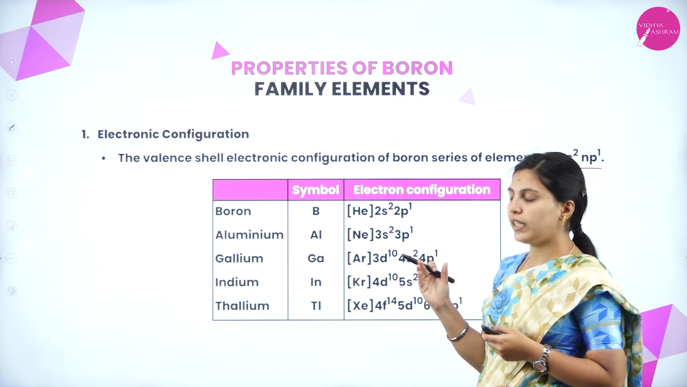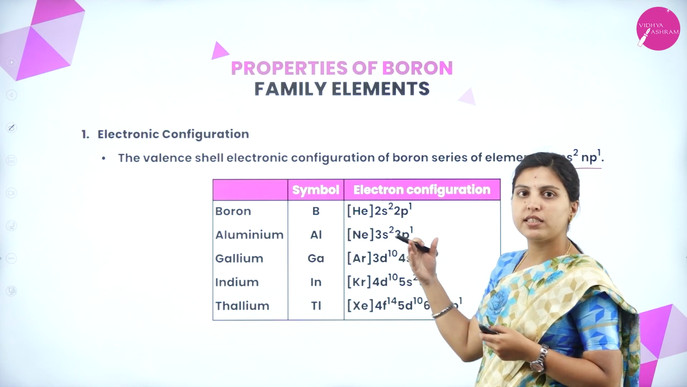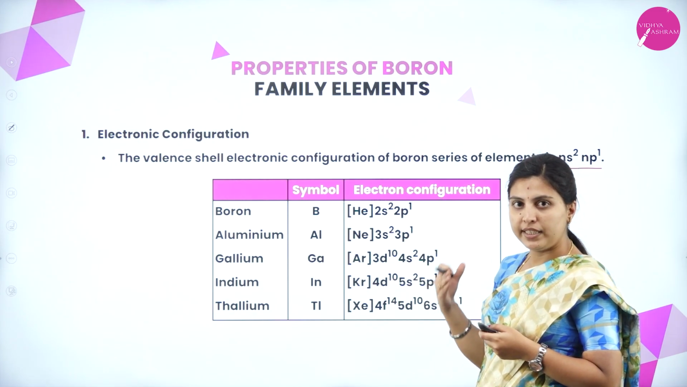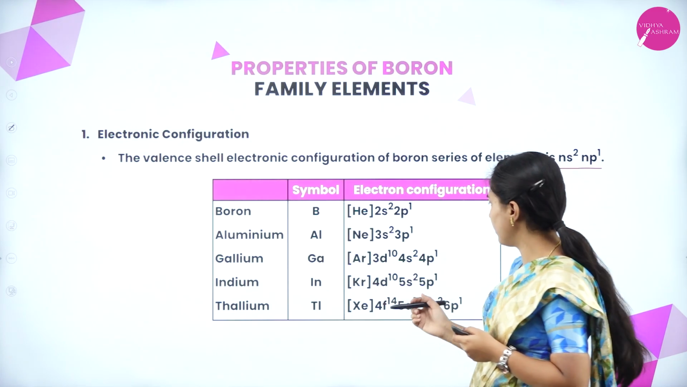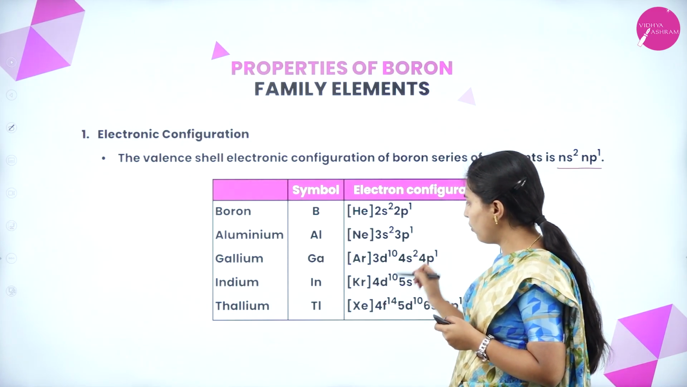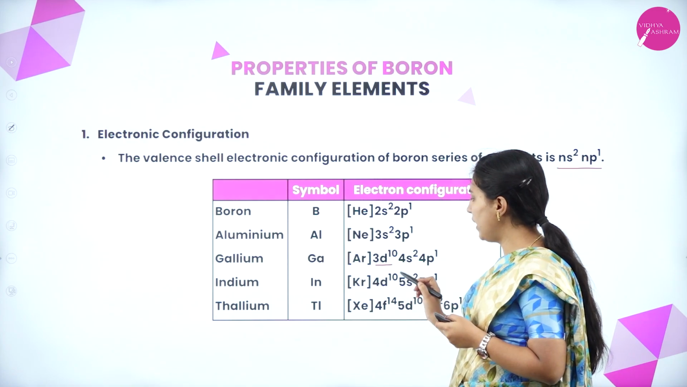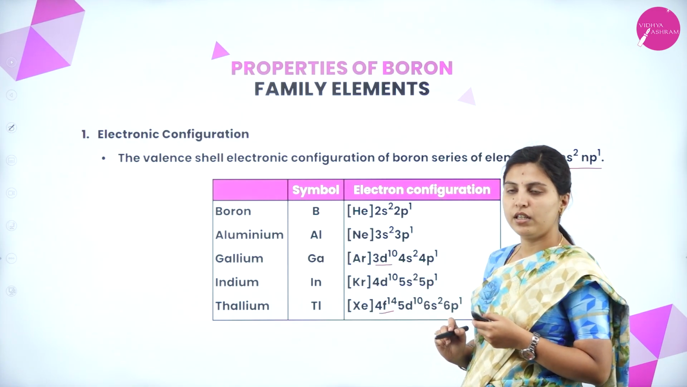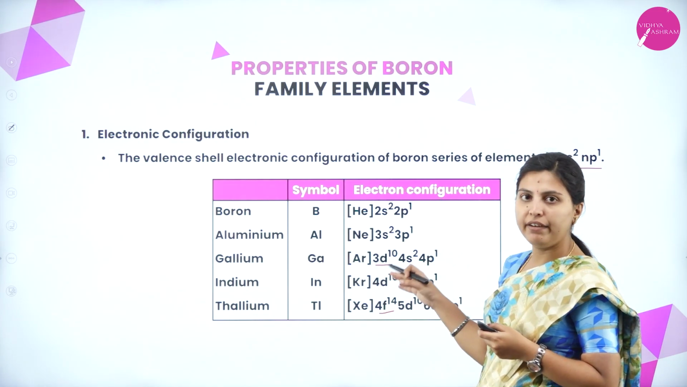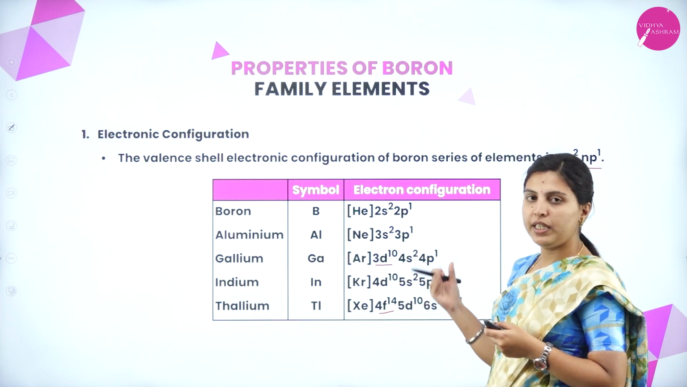We have told that while going to the highest atomic number elements, there is an influence of d and f electrons. See here, moving down the elements, d electrons will appear, and here f electrons will be present. So here the influence of d and f block elements will be present.